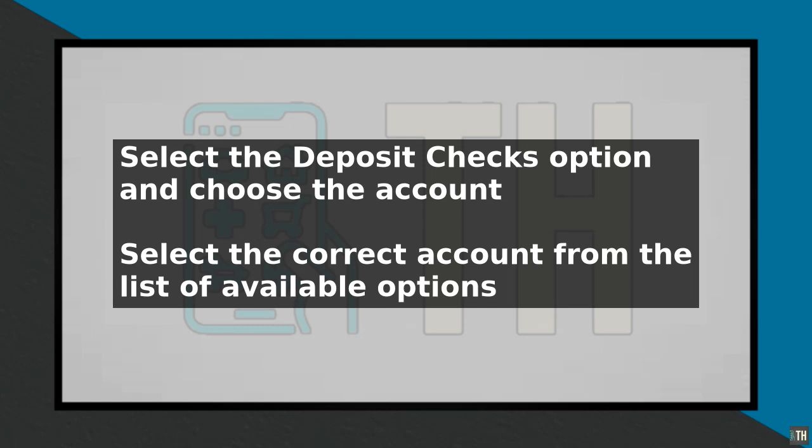After endorsing the check, take a photo of the front and back of the check using your device's camera. The USAA app will guide you through the process of taking the photos, ensuring they are clear and legible. Make sure the check is on a flat surface and well lit to avoid any issues with the photos.